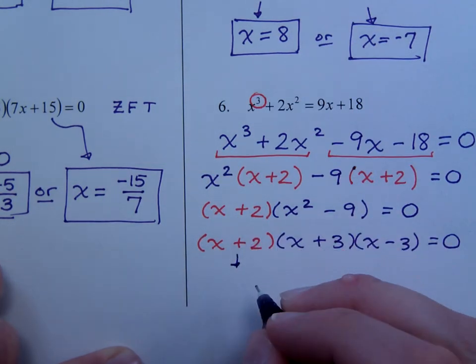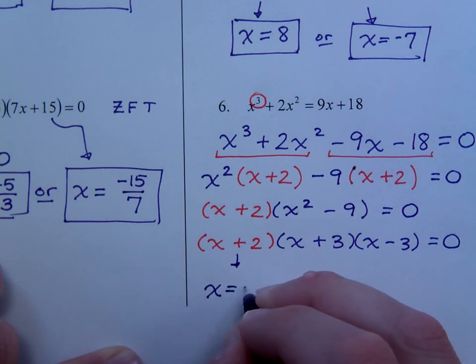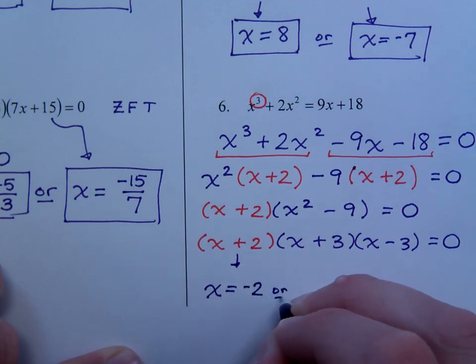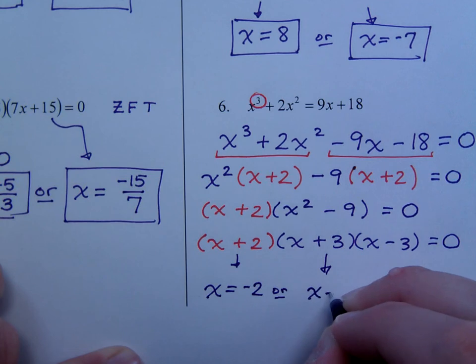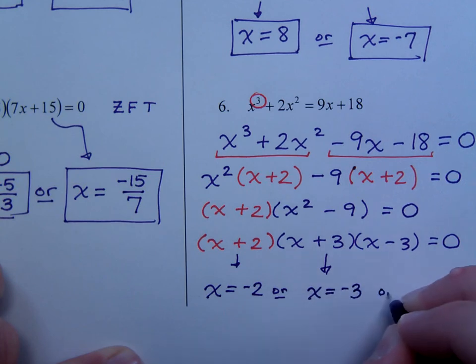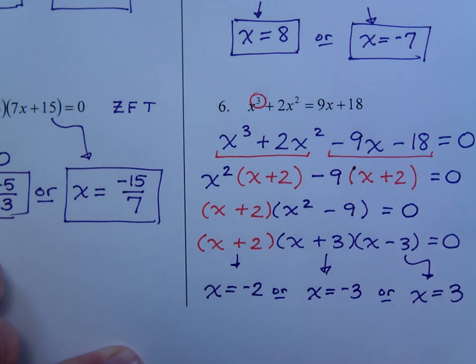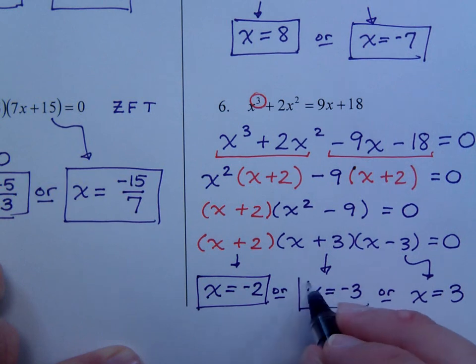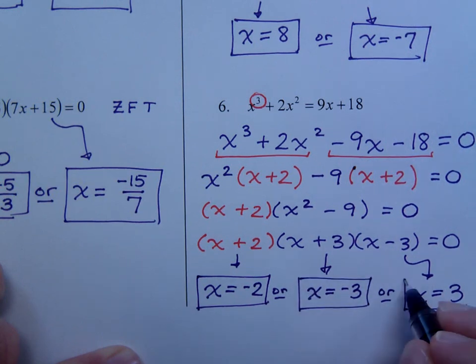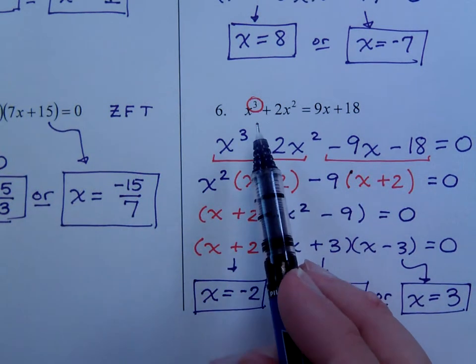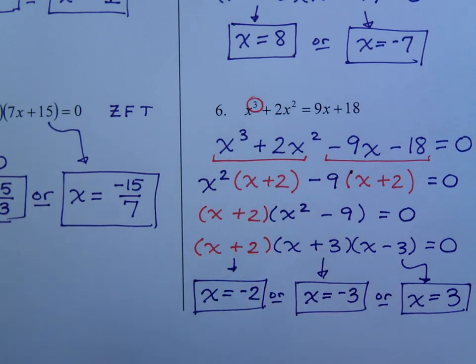So my 3 solutions will be x equals negative 2, or x equals -3, or x equals +3. So we get 3 solutions from this equation. The degree of 3 indicated that we should have 3 solutions. That doesn't mean we'll have 3 different ones, but we're going to have 3 solutions. Sometimes solutions are repeated, and that's something we'll talk about in a later video.